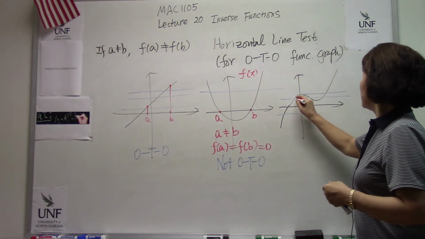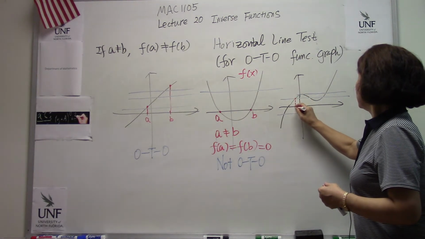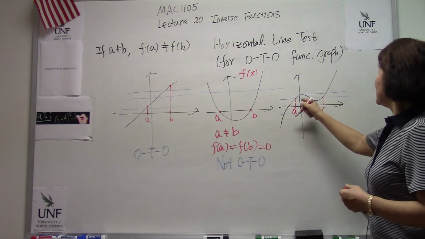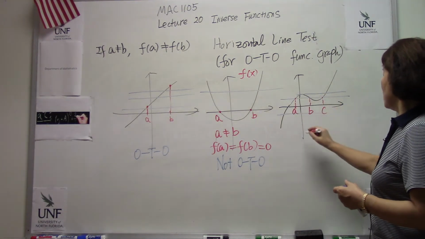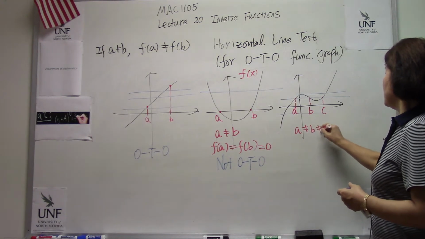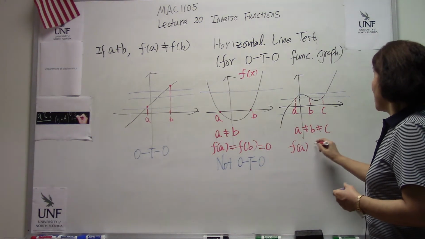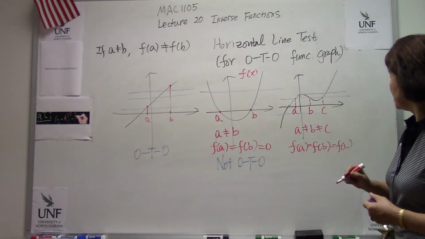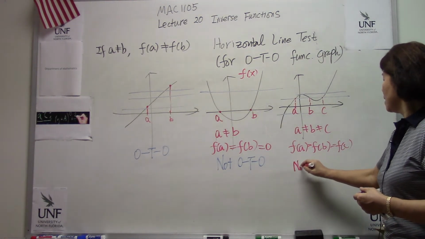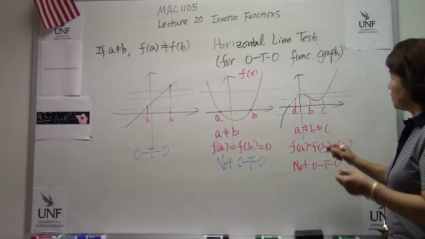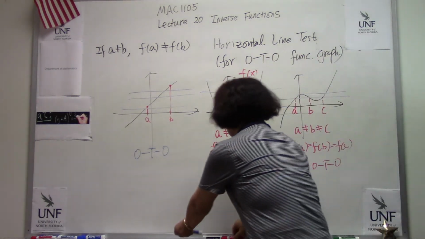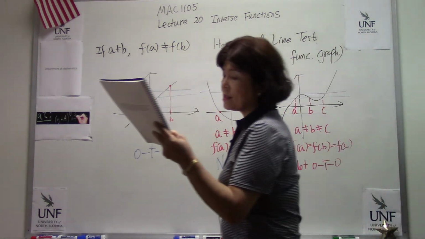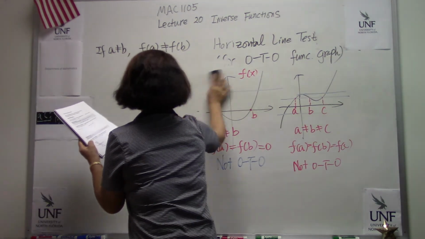Or you may say over here, this point A, this point B, this point C, they are all different, but f of A, f of B, f of C, they are all the same thing, okay? So this is not a one-to-one function graph. So that is the meaning of the horizontal line test. Now you can see example 2 very easily.